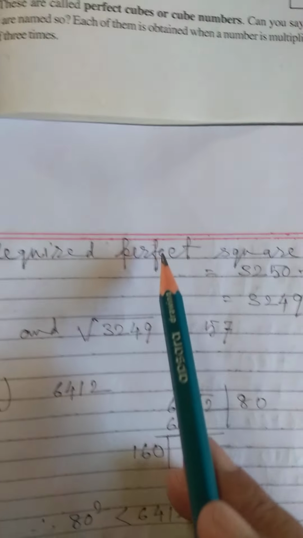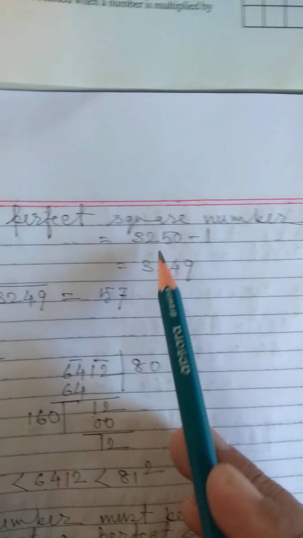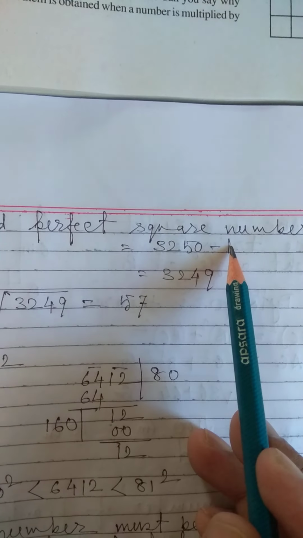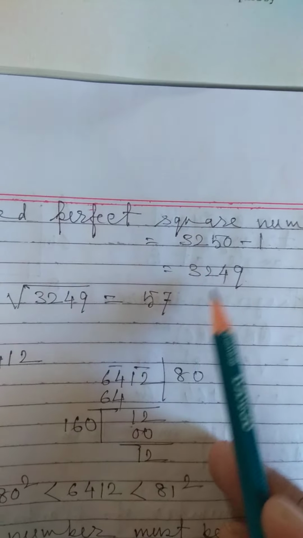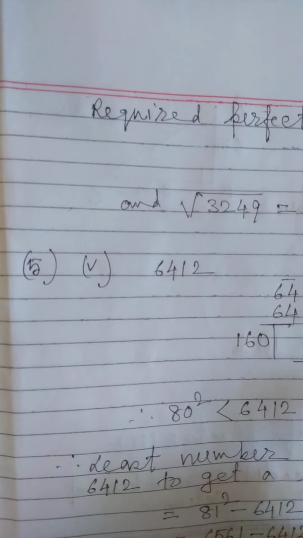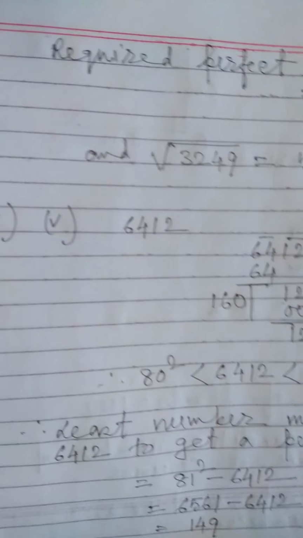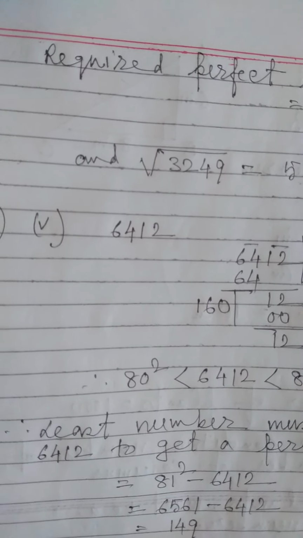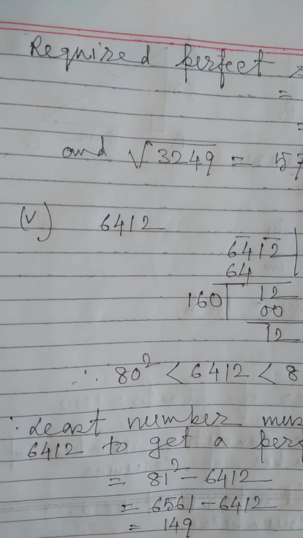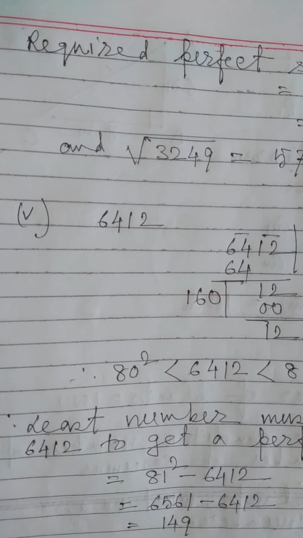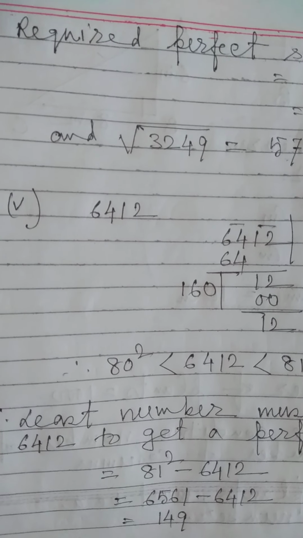Therefore, the required perfect square number is equal to the given number minus 1, equal to 3249, and the square root of this number is equal to 57. Next, question number 5, Roman 5. The question is, find the least number which must be added to each of the following numbers to get a perfect square. Also find the square root of the perfect square so obtained.